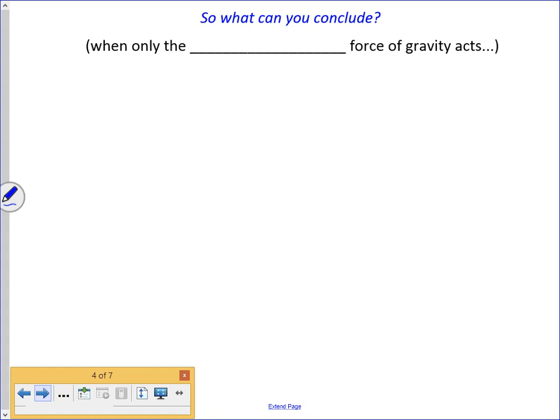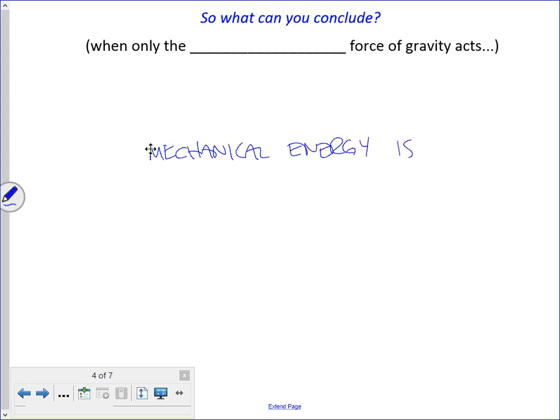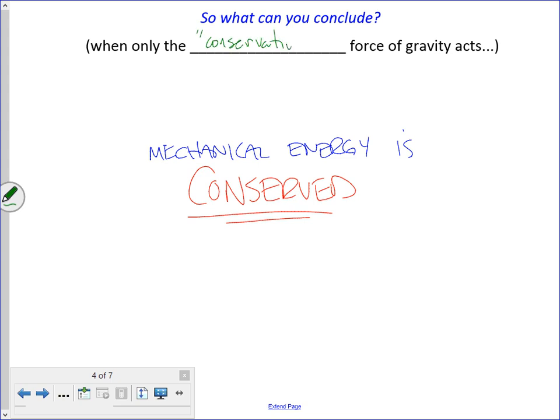All right, you're back. So, what can you conclude? You can conclude that mechanical energy is conserved when only the conservative force of gravity acts.